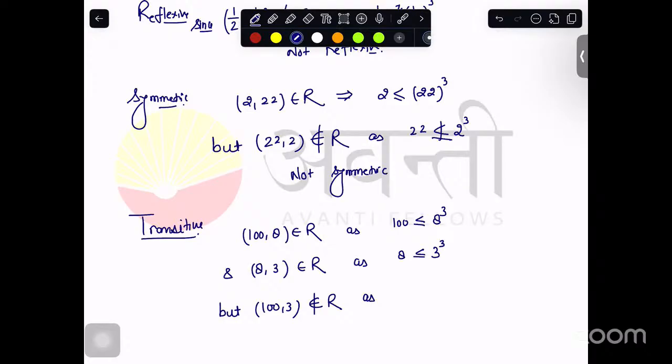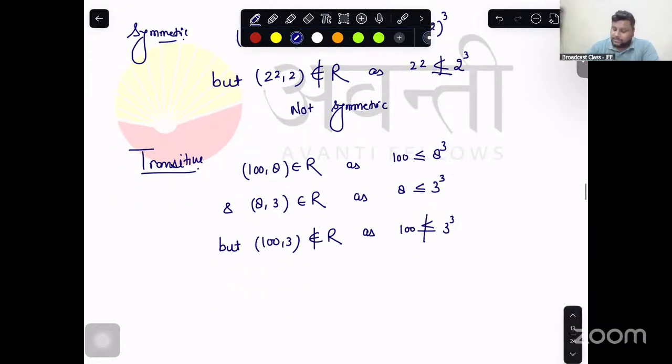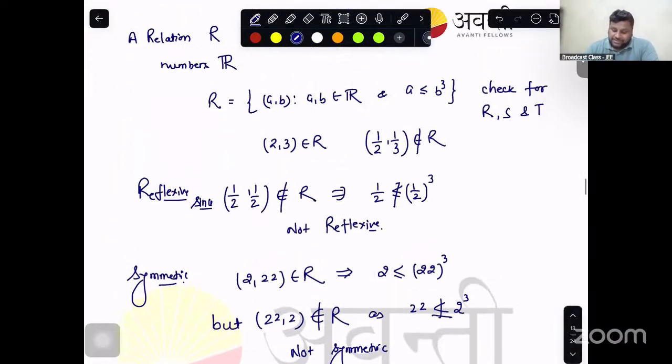Now, 100,3 does not belong to the relation as 100 is not less than or equal to 3 cube. Am I correct? So, not transitive. That is why it is not possible to prove it, because these statements are true for some real numbers and not true for some real numbers. Like if I talk about reflexive, 2,2 satisfies the relation, 2 is less than 2 cube, but half comma half does not satisfy. Getting my point?